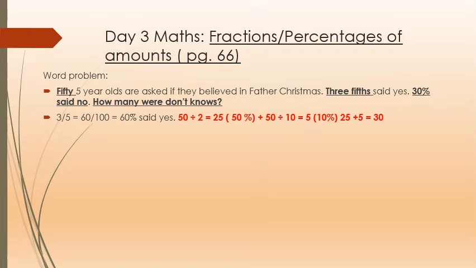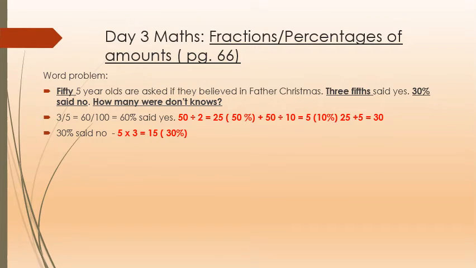So to get that answer, we do 50 divided by 2, which is 25. And then we do 50 divided by 10, which is 5, and that's 10% of 50. And then we add the two answers together, so 25 plus 5 equals 30. So we know that 30 children said they believe in Father Christmas.